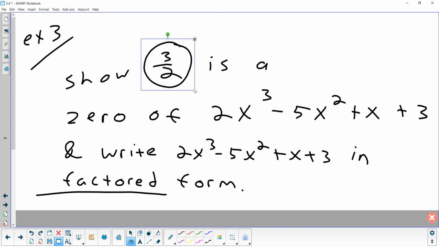So what I'm going to do is instead of showing 3/2 is a 0, I'm going to show something that means the same thing. I'm going to show that this is a factor. And how do you show that one thing is a factor of another thing? What operation do you use?